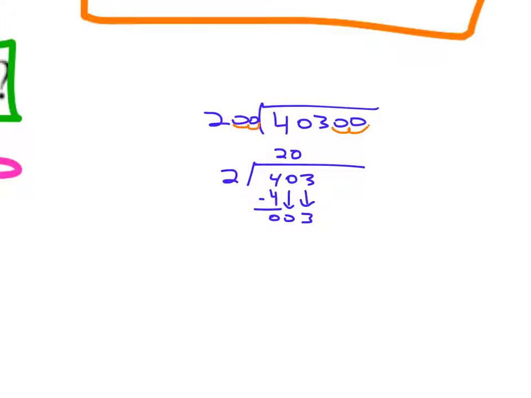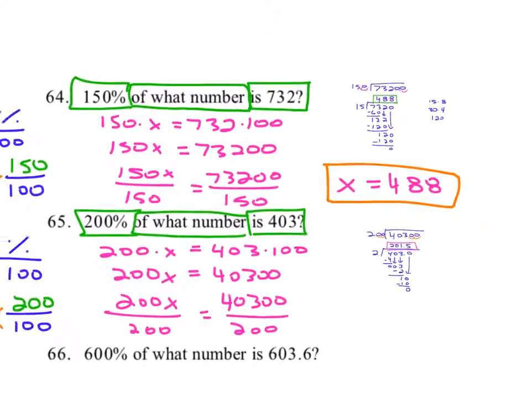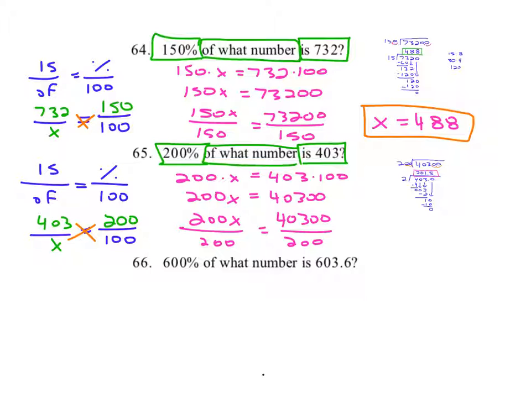So now just bring this down. 2 goes into 3 once. 1 left over. And annex a 0 after putting the decimal. And 2 goes into 10 5 times. 2 times 5 is 10. Finish the problem out. And then we get the answer 201.5. So when we zoom back out, we get x equals 201.5.